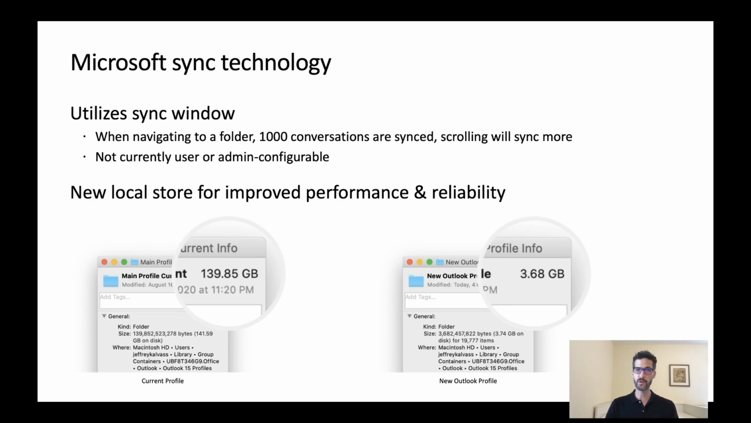Well, with the sync window, now you have just what you've accessed recently on your Mac. If you navigate to a folder, 1,000 conversations are synced. You can continue to scroll, and beyond 1,000 conversations, those will fill in. And as you move between folders, if there's a folder you haven't accessed in a while, the space will be freed up.